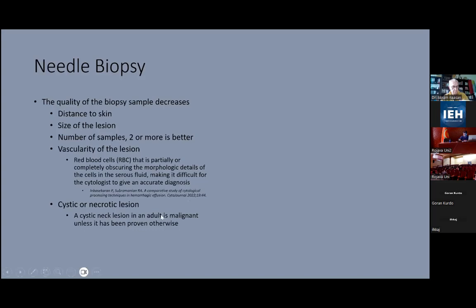So if you have a cystic or necrotic lesion, you have to take a sample from the content of the cystic lesion and also from the periphery of the lesion.